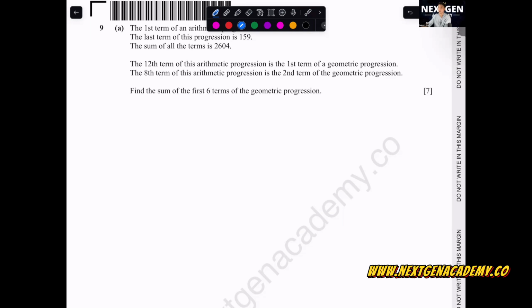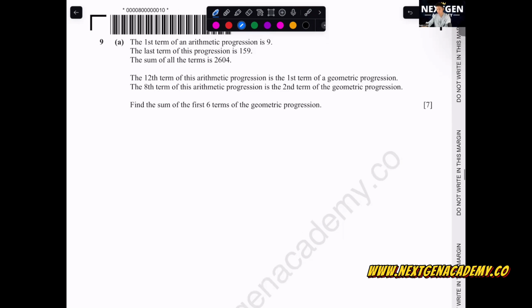All right, okay, we're going to continue with number 9. The first term of an arithmetic progression is 9. The last term of this progression is 159. The sum of all terms is 2604. The 12th term of the arithmetic progression is the first term of a geometric progression. The 8th term of this arithmetic progression is the second term of the geometric progression. Find the sum of the first 6 terms of the geometric progression.